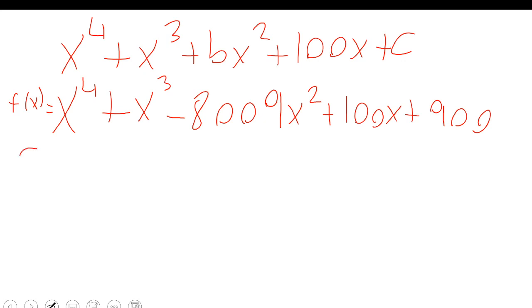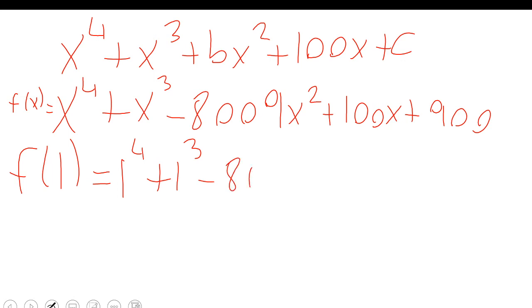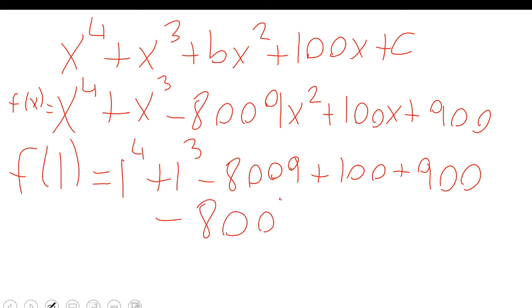Now f of 1 is 1 to the 4 plus 1 cubed minus 8009. 1 squared is 1 plus 100 plus 900. Right, this is 2. 2 minus 8009 is negative 8007, or yeah, 2 minus 8009. So then I have plus 100 plus 900. Let's see what answer we get.